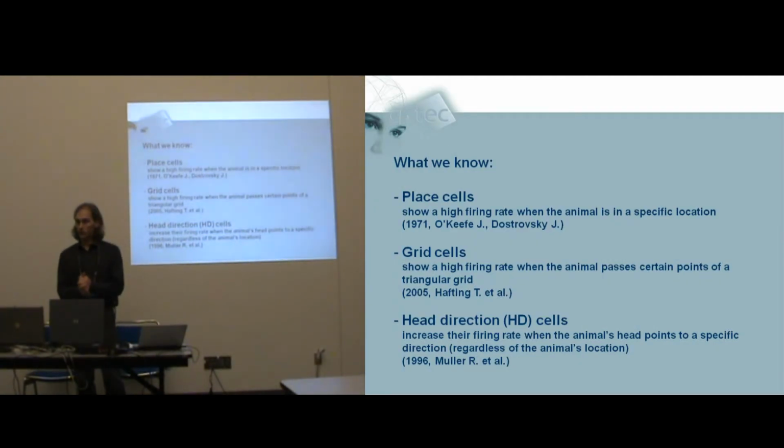But we also know that place cells exist. Place cells were discovered in 1971 by O'Keefe, and basically these neurons start to fire if a rat is in a certain position in an environment.